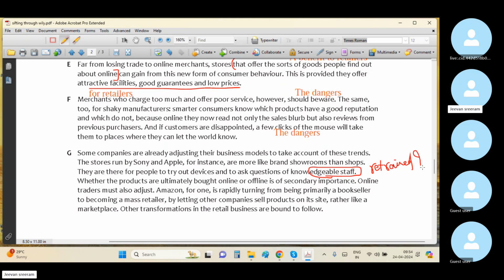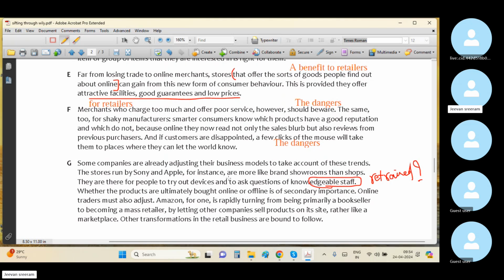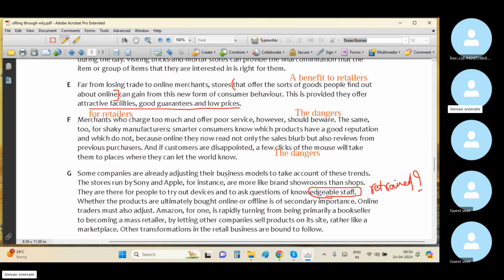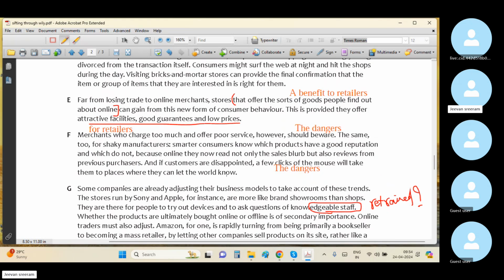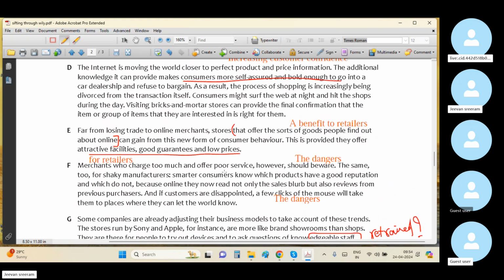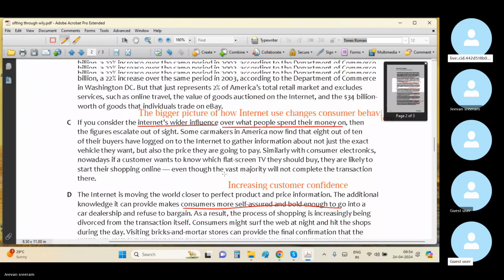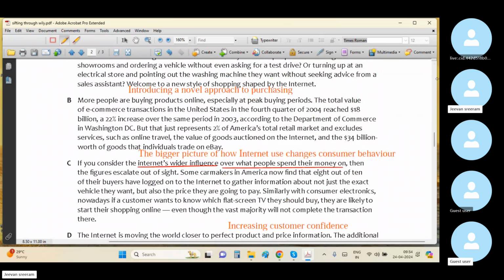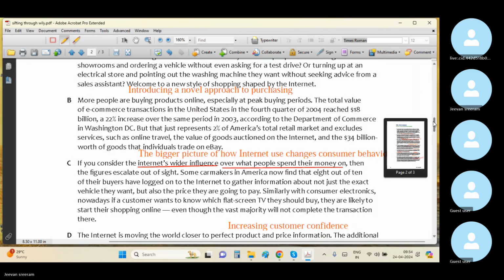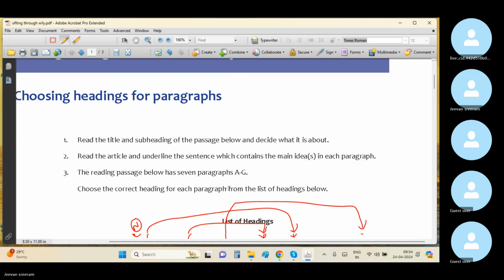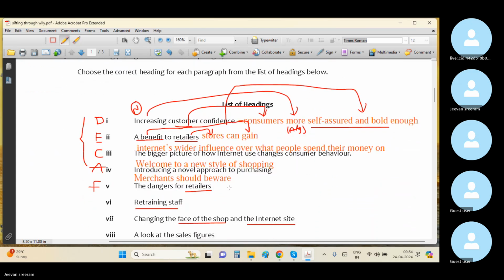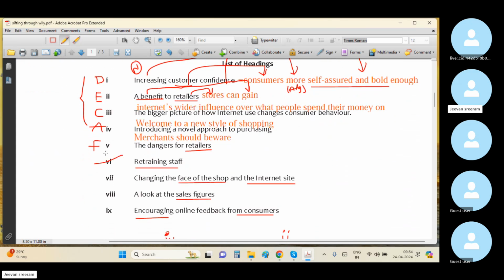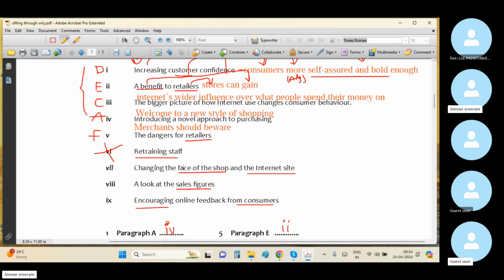In any other paragraph, can you see the meaning like staff got retrained? No, sir. So that must be a redundant one. I need a meaning like staff must be retrained. I haven't seen it anywhere. It must be redundant, useless.